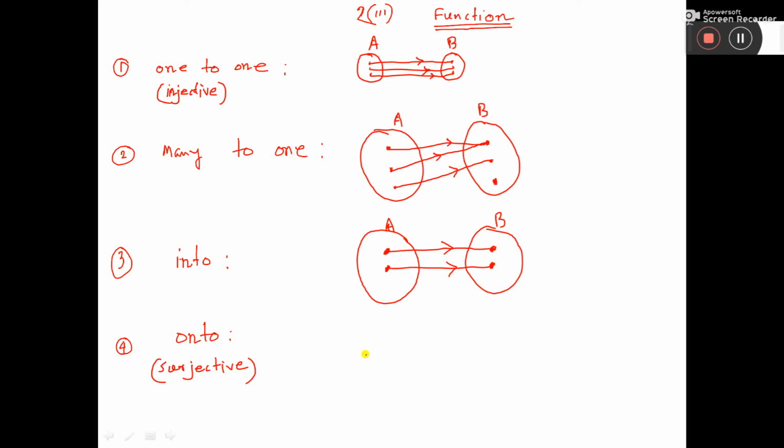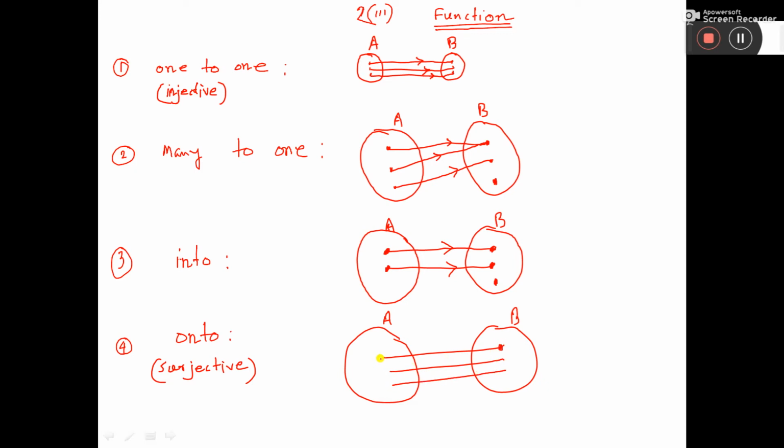Now, what is onto function? Here, sorry, I did one mistake. Here, one extra element will be there. Into function, one or many extra elements will be there. But onto function, there will be no extra element. Onto function, you see, here A and B, there will be no extra element.